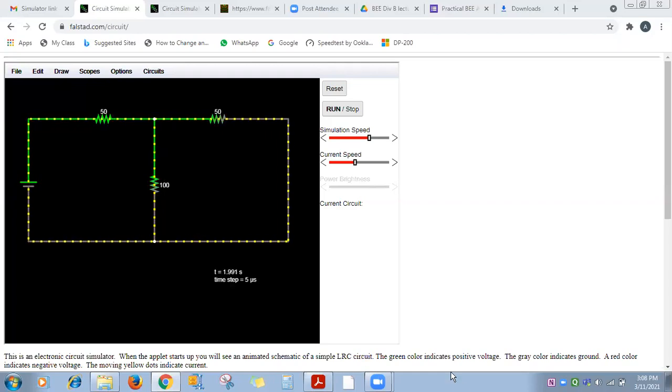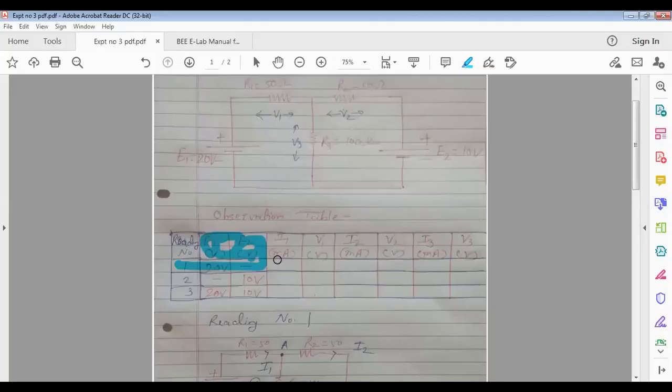Can you complete this? Can you write these 6 values for the first reading? And can you do the same thing with the second reading, designing with E2 only, and write down all 6 values? Got it? Okay, so you can complete the observation table.